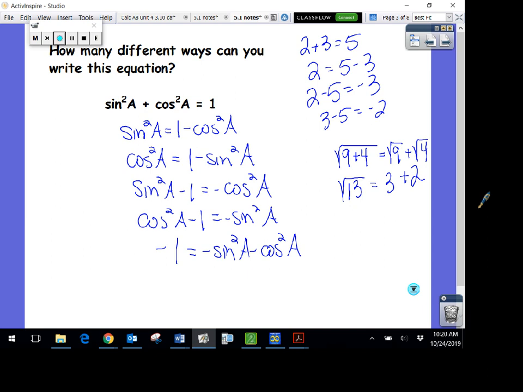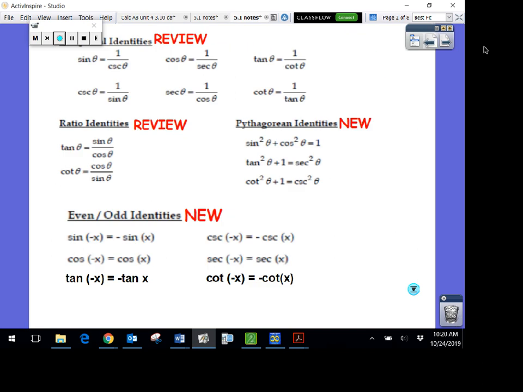So notice I can't take the square root of 2 things that are being added and subtracted and separate them. That is not something I can do. So I can't just say I want to take the square root, square root, and square root. That doesn't work. Sine A plus cosine A equals 1 is not a thing. Only Pythagorean IDs have to be squared. Okay, they have to be squared.